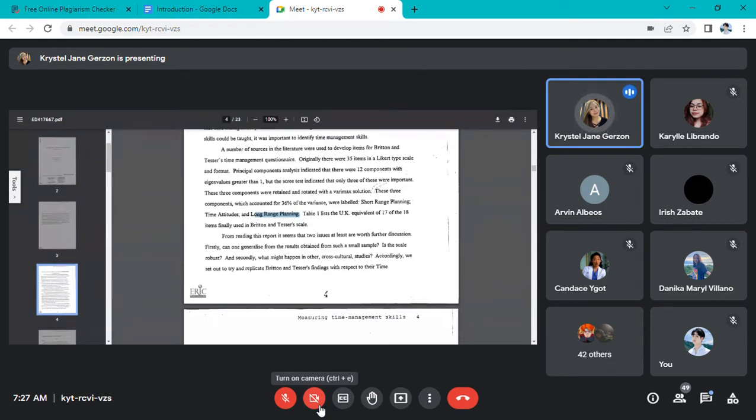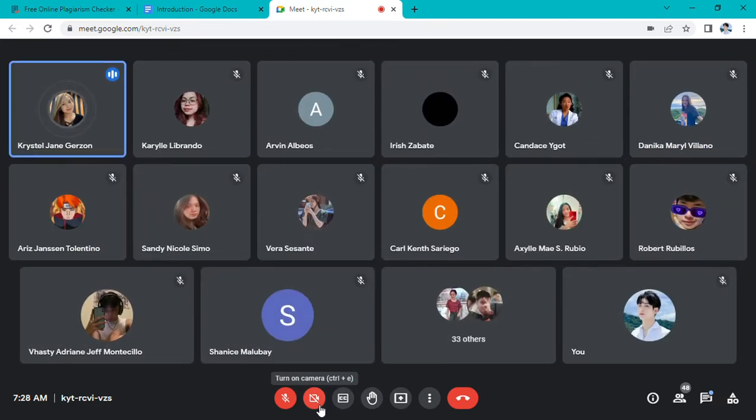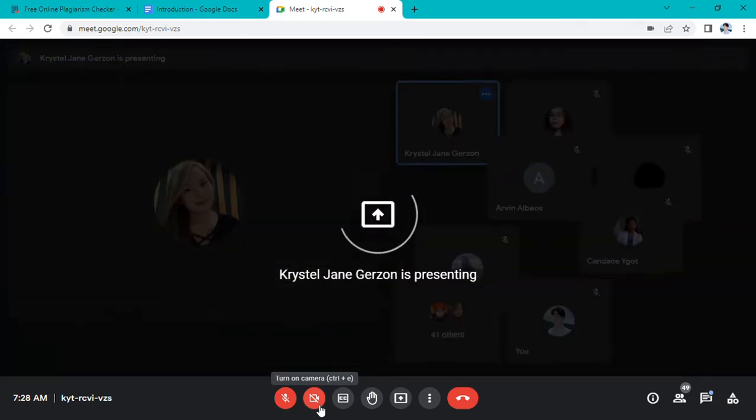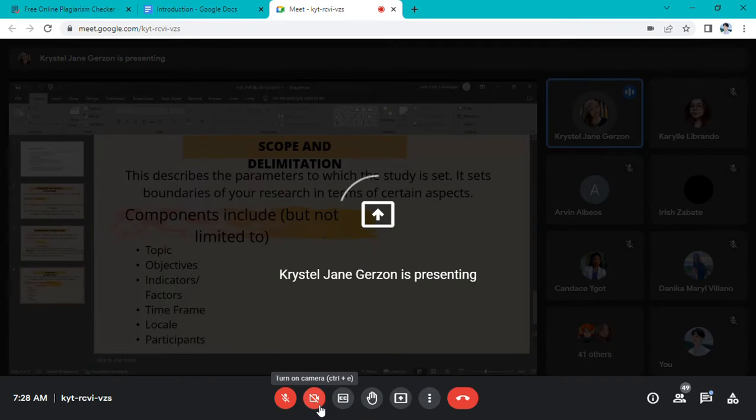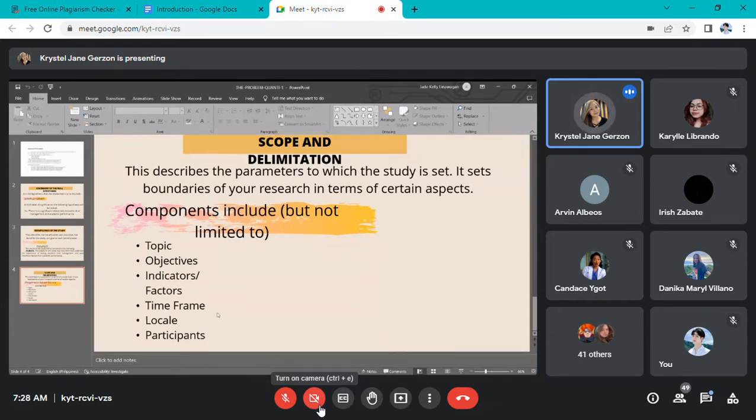So if mentioned na sa inyong scale, then you also need to mention it sa inyong, what do you call that? Sa inyong scope and delimitation. You may include that in your discussion. Time frame, locale, and participants. So time frame meaning to say when this study will be conducted, locale is where you are going to conduct the study, and the participants.